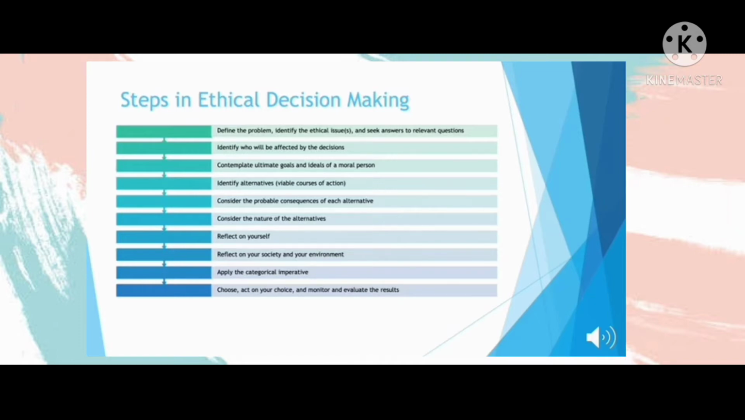6, consider the nature of the alternatives. 7, reflect on yourself. 8, reflect on your society and your environment. 9, apply the categorical imperative. And 10, choose, act on your choice, and monitor and evaluate the end results.